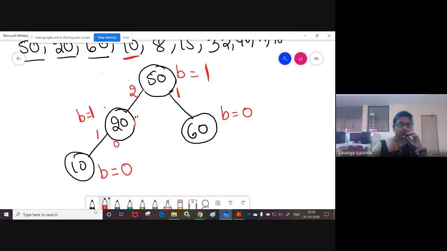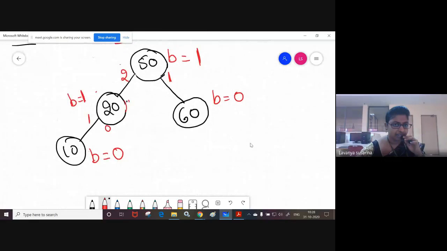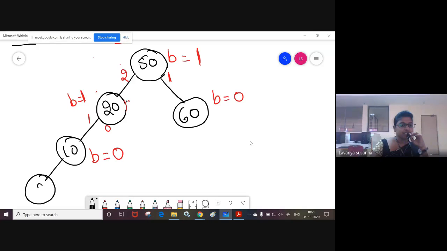Okay. Now, next you need to insert element 8. Where to insert element 8? 8 is less than 50, so go to the left side. Compare with 20. 8 is less than 20, so come to the left child again. In the left subtree there is element 10. Compare with element 10. 8 is less than 10. So 8 must be inserted here. Please do it.